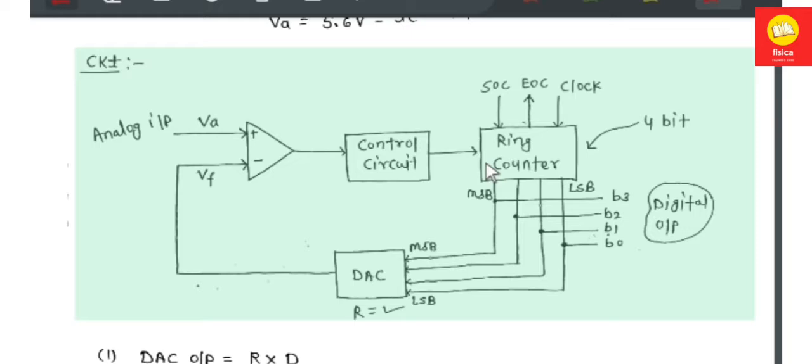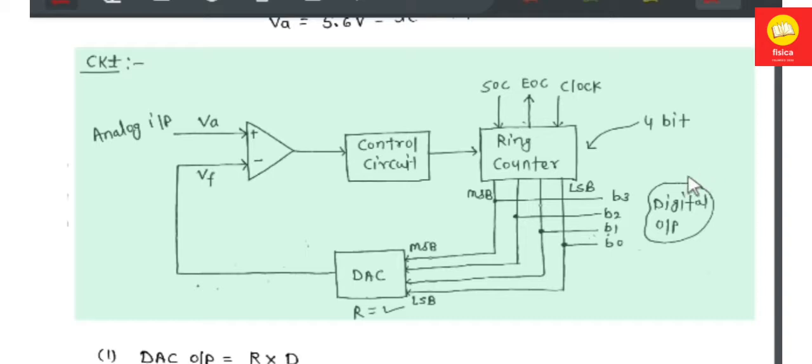The ring counter starts counting from 1, 0, 0, 0. In the next pulse, it gives 0, 1, 0, 0. The next pulse, it gives 0, 0, 1, 0. And in the fourth pulse, it gives 0, 0, 0, 1. And it stops. So a 4-bit ring type counter counts only 4 digits, only 4 numbers. And these are 8, 4, 2 and 1.